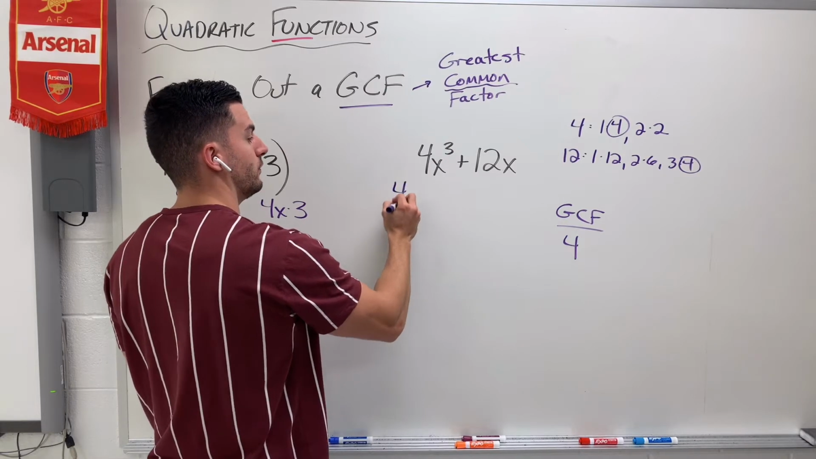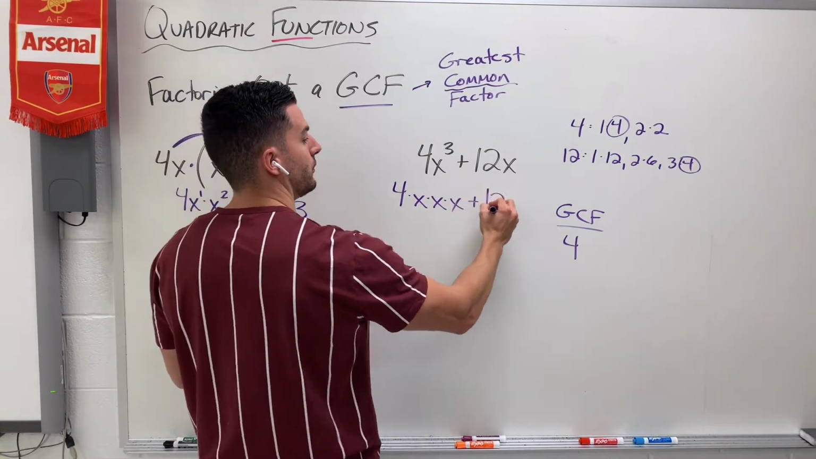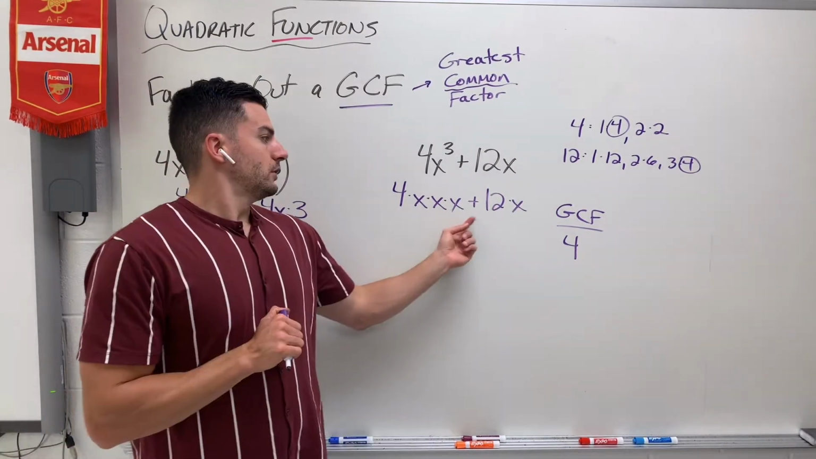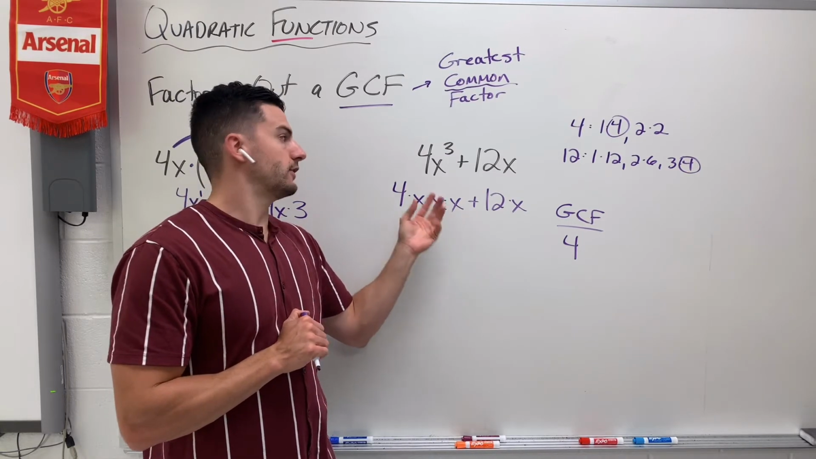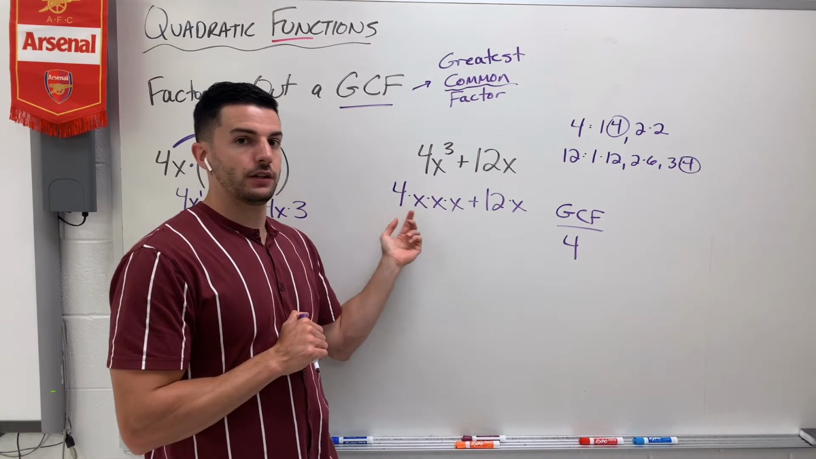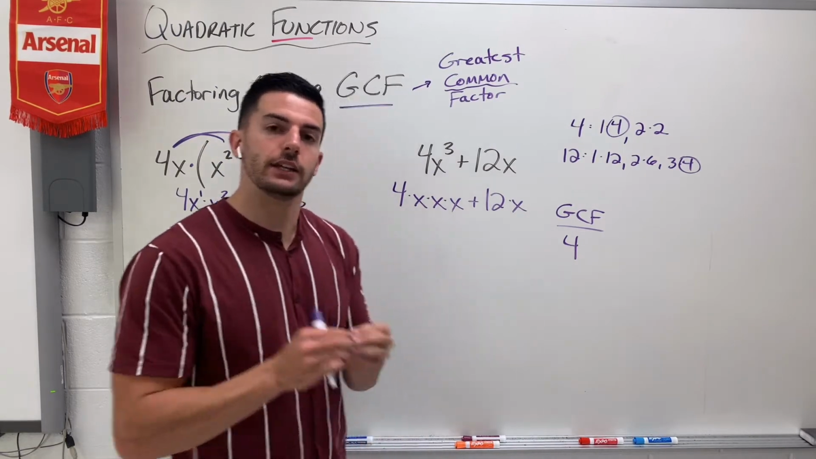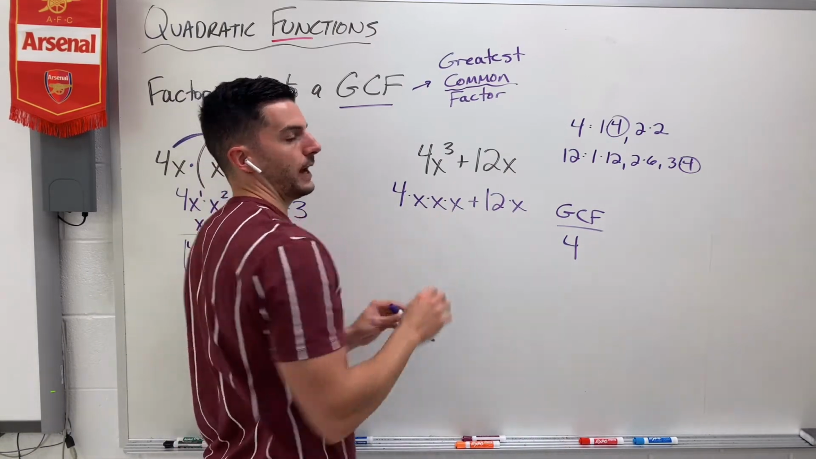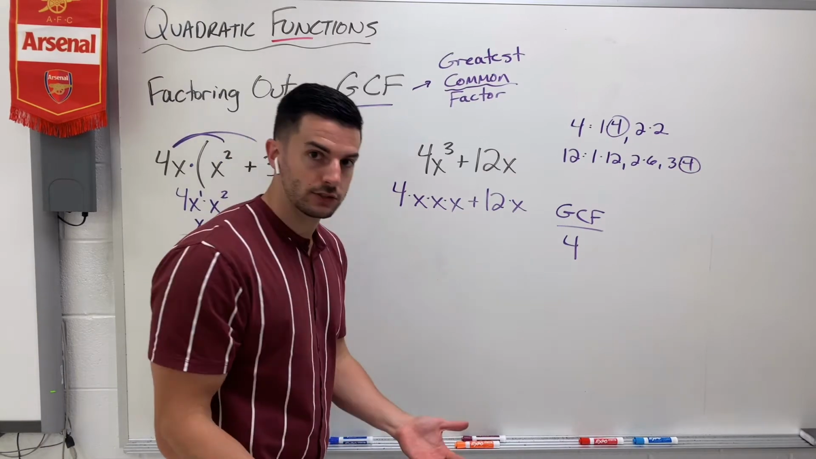So this would be saying 4 times x times x times x plus 12 times x, okay? And so looking at these, this has 3 x's along with it, and this only has 1 x, okay? So what I could say here is that in common, even though this one has more x's, they both have at least 1 x, right?